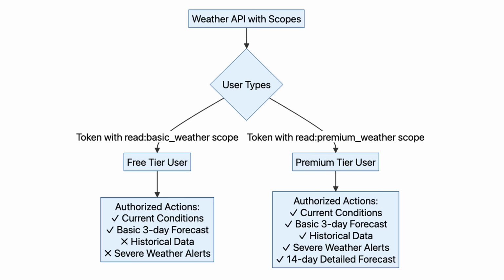Absolutely. That's one of the most powerful features. You can define whatever scopes make sense for your service. For example, you might have read:basic-weather for free users and read:premium-weather for paying customers. In your code, you'd just check for the appropriate scope before returning the premium data. It's as simple as adding a decorator to your function, like @requires_scope("read:premium-weather").